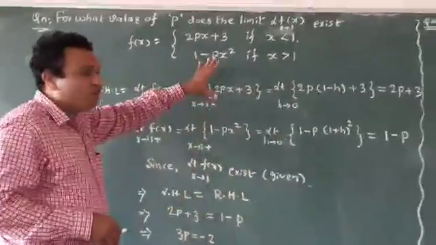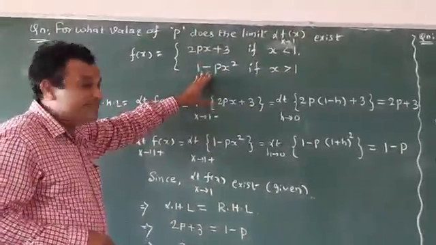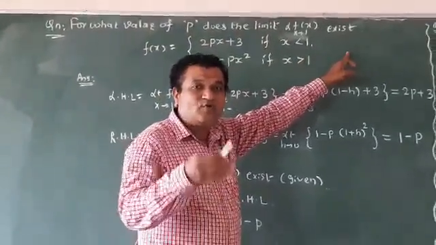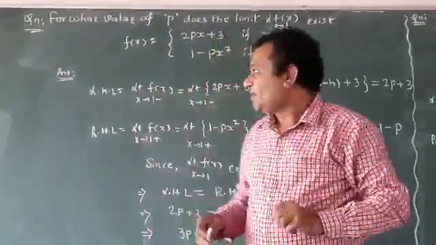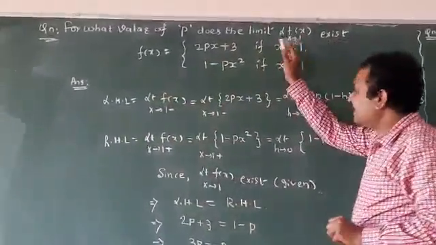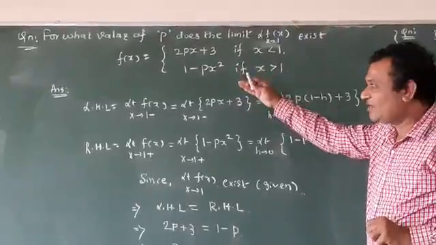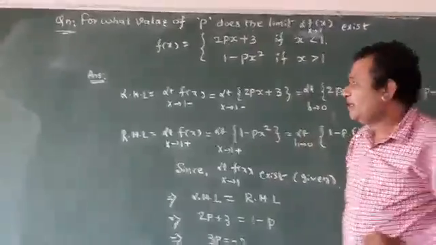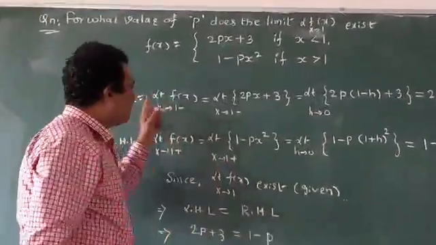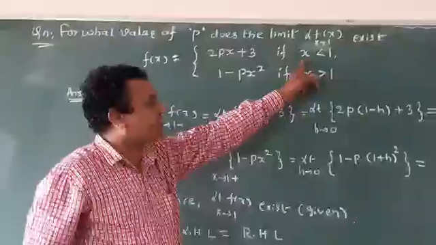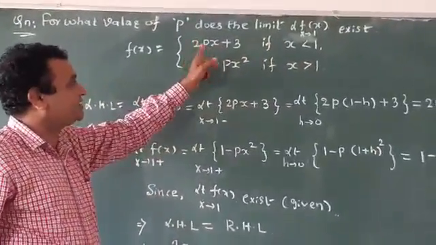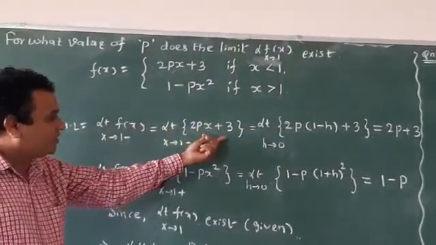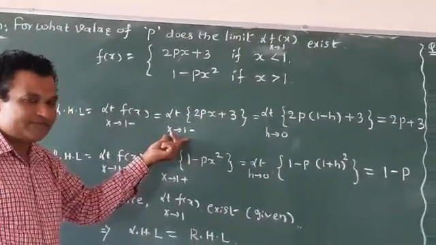Okay, here the question itself says that the given function exists, and you have to find the value of p. Function exists means that LHL equals RHL. Clearly they have given this, so you only have to find the value of the unknown quantity p. First consider the LHL value, limit of f of x as x tends to 1 minus. For x less than 1, we consider the function 2px plus 3. Okay, limit of this function as x tends to 1 minus.